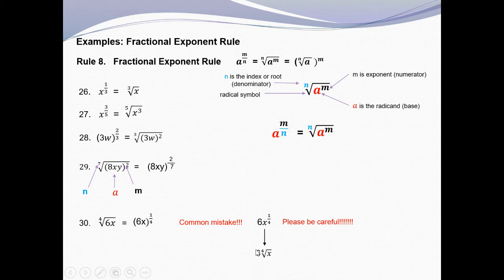You see, 6 times x to the 1/4 power is equal to 6 times the 4th root of x. It's not the same as the original. So again, that's a common mistake that students make.